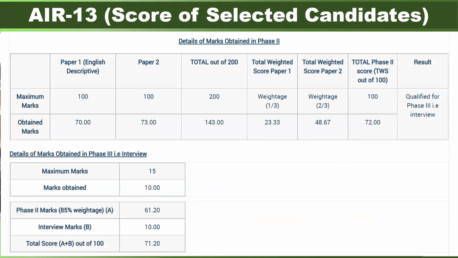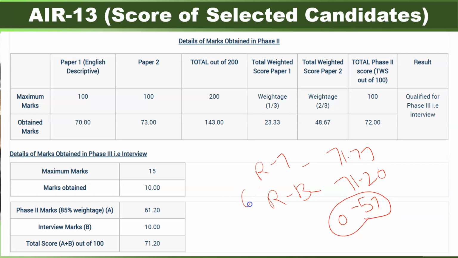So next candidate, rank 13. Rank 7 had a score of 71.77, and rank 13 has 71.20. You can see that there is only a 0.57 marks difference for a 6 position difference in rank. So every single mark matters. He has scored 143. The rank 7 candidate scored 142, but this one scored more marks in Paper 2 because the weightage is more, 2/3 weightage.